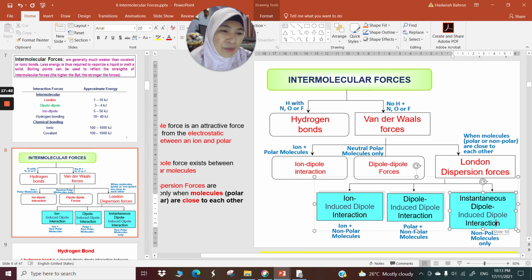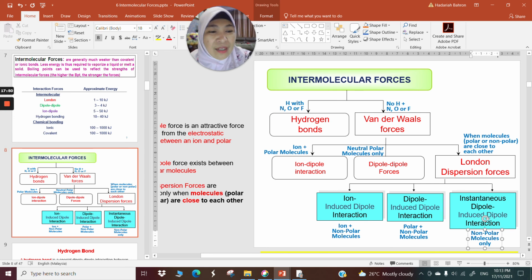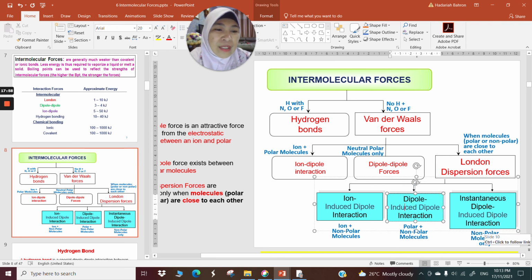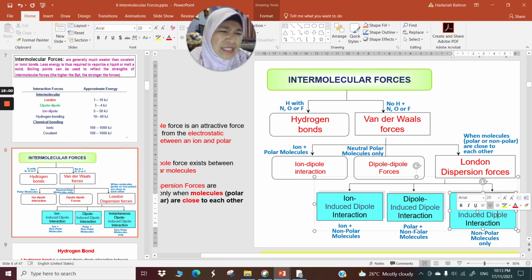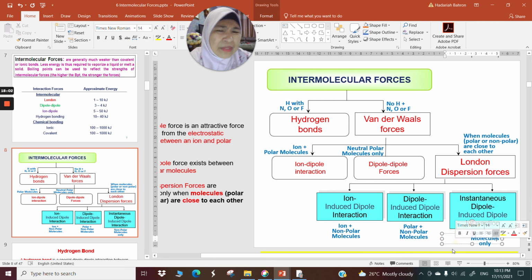So this kind of London dispersion force is called the instantaneous dipole-induced dipole interaction, and it will only occur for non-polar molecules. Now, as you can imagine, these are very, very temporary, very, very transient, and obviously those forces are quite small. London dispersion forces are quite small.